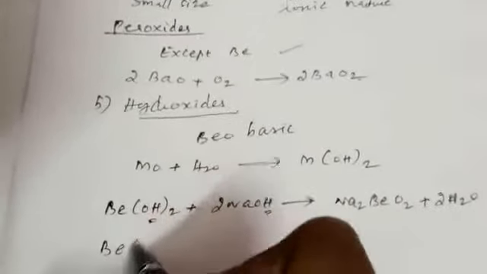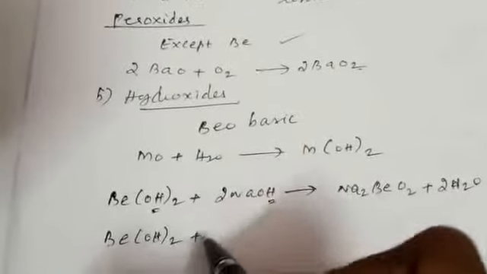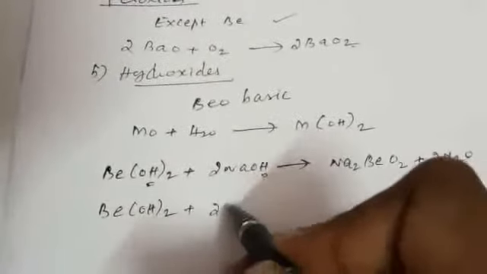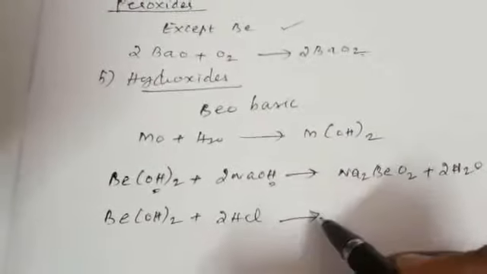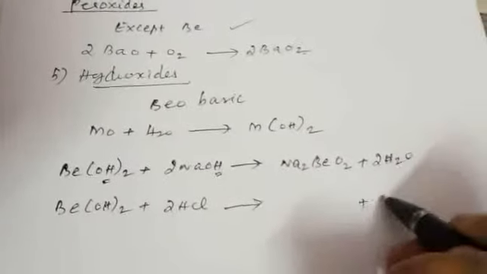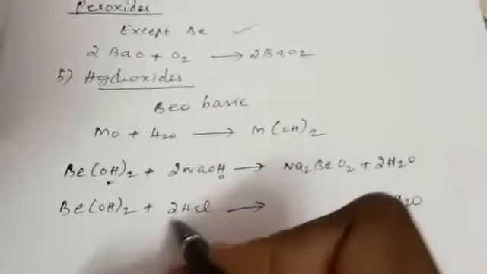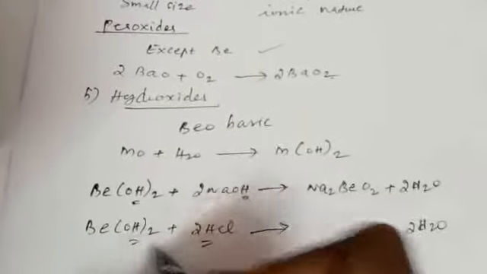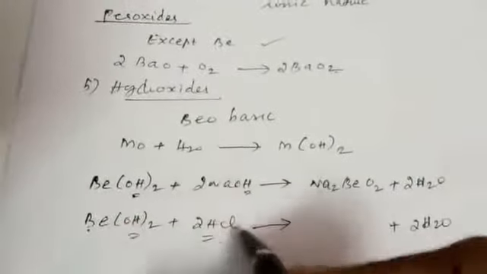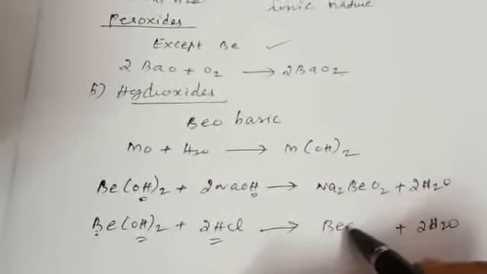Beryllium hydroxide reacts with an acid. Taking HCl as the example, here also 2 water molecules are removed. Here 2 hydrogens, here 2 hydrogens, 2 oxygens released. The remaining is Be and Cl, BeCl2.